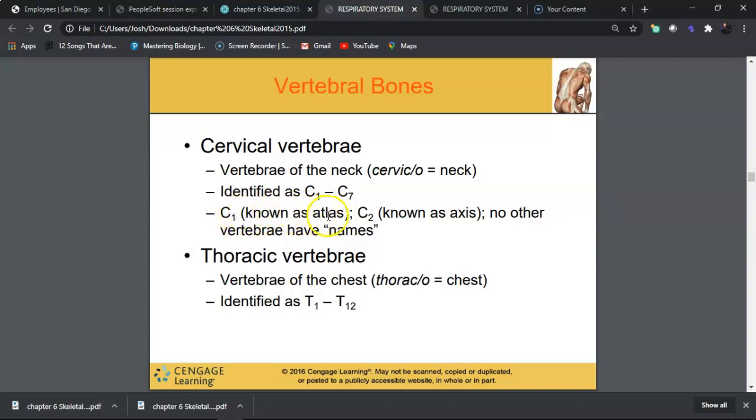The top one is known as Atlas. Atlas is from mythology, holding up the entire world, and so it acts as holding up the entire head, so they call C1 Atlas. C2 is Axis because that particular joint has a rotation or axis, and so C2 is called that. None of the other ones have special names, just those 2. After we get down to the 7th cervical vertebra, we then go to our chest area, which is the thoracic vertebrae. Thoraco means chest, and we number those T1 through T12, going downward.